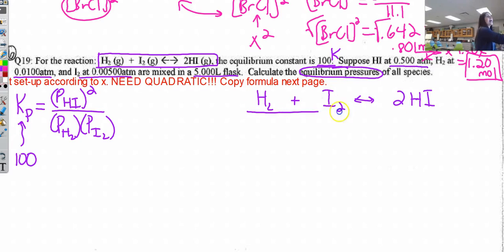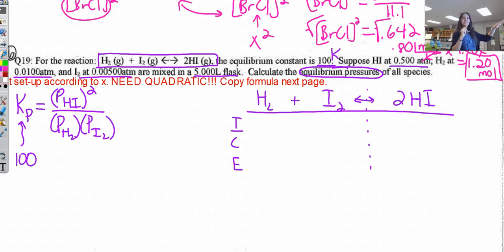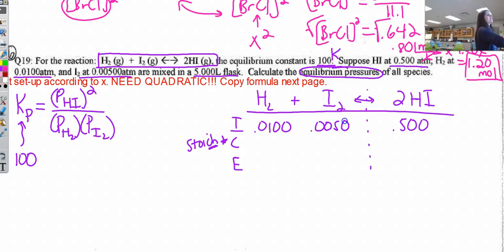And so now I am going to do my little dotted line here. And we've got I, C, E for ICE box. Okay, so remember I is initial, C is change. This is where your stoichiometry works. So C is change, C in stoichiometry. And then E is my equilibrium values. Okay, so I know initially what I have. So my HI is at 0.500 atmospheres. My H2 is at 0.0100 atmospheres. And my I2 is 0.00500 atmospheres.